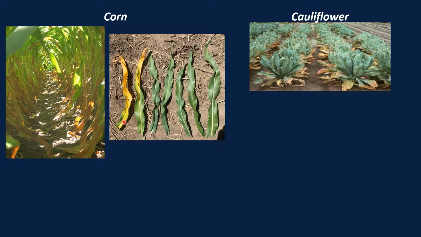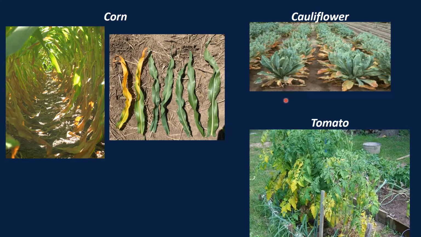We can also see the yellowing of the lower leaves of a cauliflower plant. Then here, this is the lower leaves of a tomato plant, and they're starting to just get this general yellow form, and that's a nitrogen deficiency symptom.